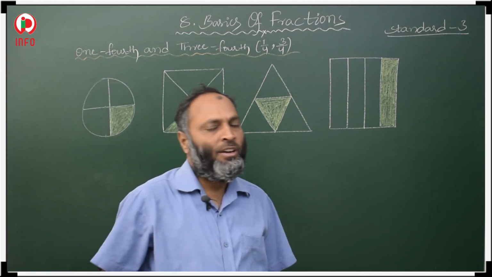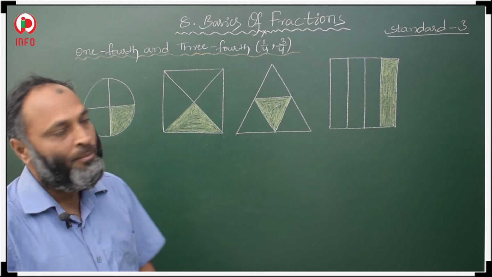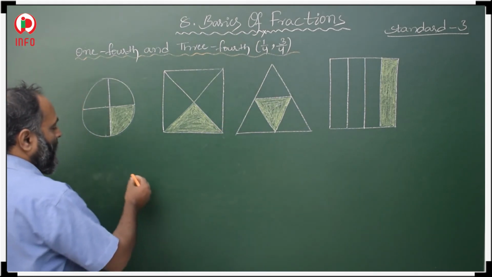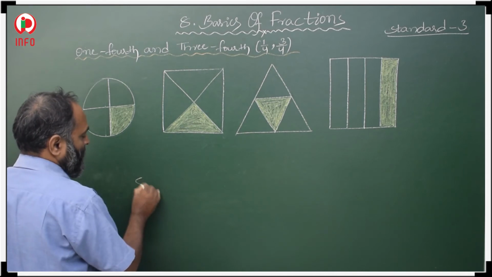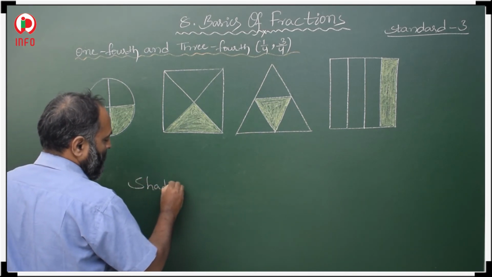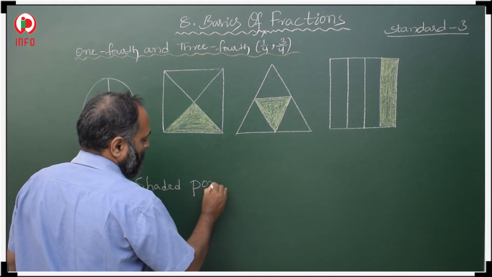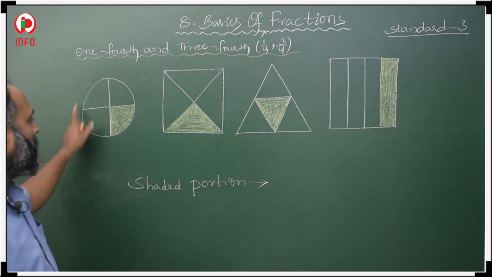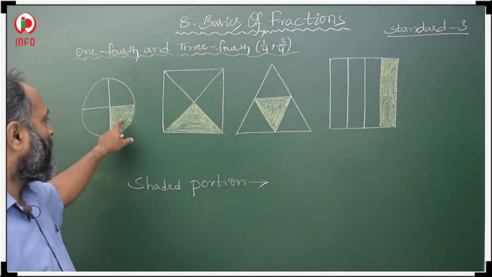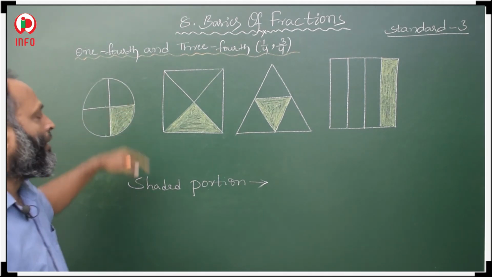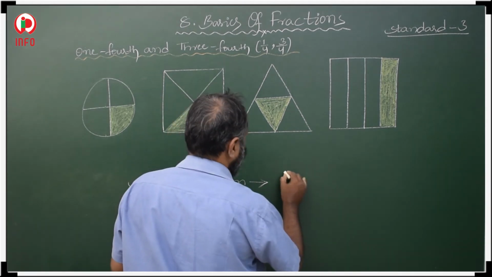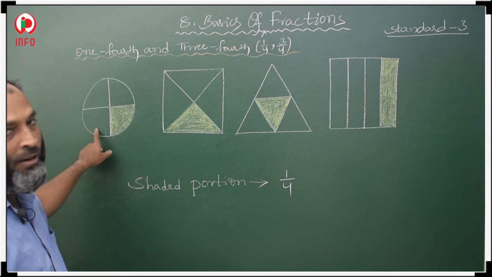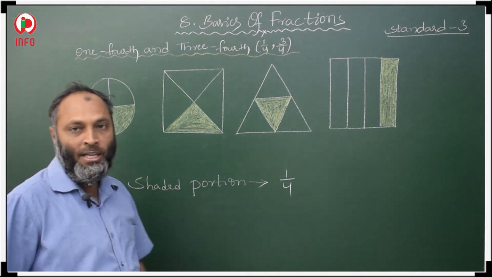All these are divided into 4 equal parts. Now in all these 4, we have to write the shaded portion. So what about the shaded portion? See here, in this circle the shaded portion is 1 by 4. So why 1/4? In total, in 4 equal parts, one part is shaded.